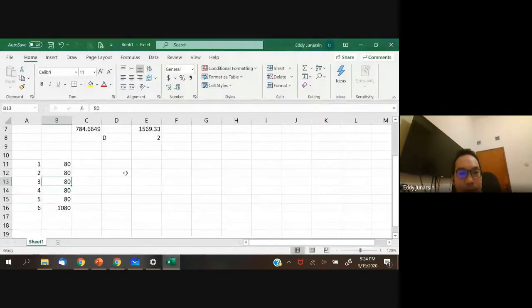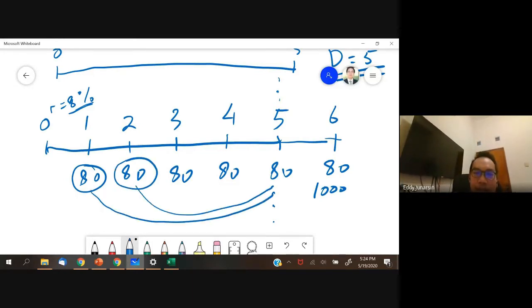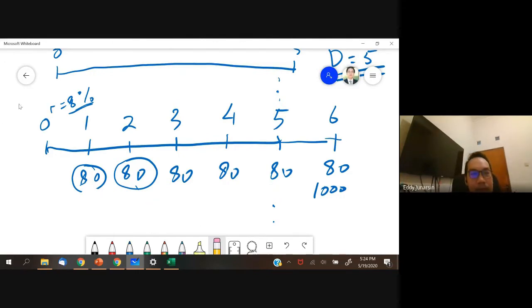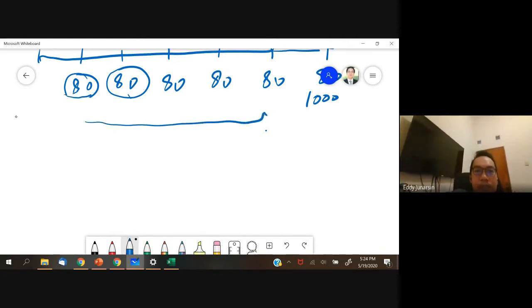Okay, so now you can imagine, right? When I receive 80, I will invest until 5 years. I receive the money here, I will reinvest until here, right? When I receive 80 here, I will reinvest until 5 years and so forth. Okay, so now this is called what? This is called future values, right? Because you get the money here, you reinvest until this point. So tell me, what is the future value of this one? So 80.